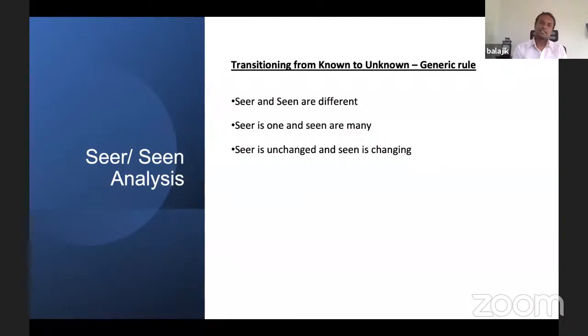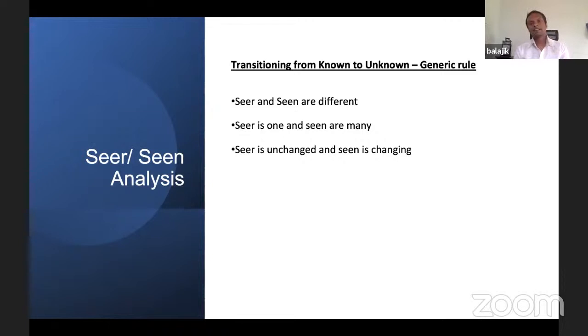So the seer is the mind here. The seen are the other sense organs. Are they both different? Is the mind different from the rest of the sense organs? Yes, obviously it's different. I think we should be clear here. The seer is one and the seen are many. The mind is only one, but we are seeing multiple things. How? The mind is only one, but it's getting fed.